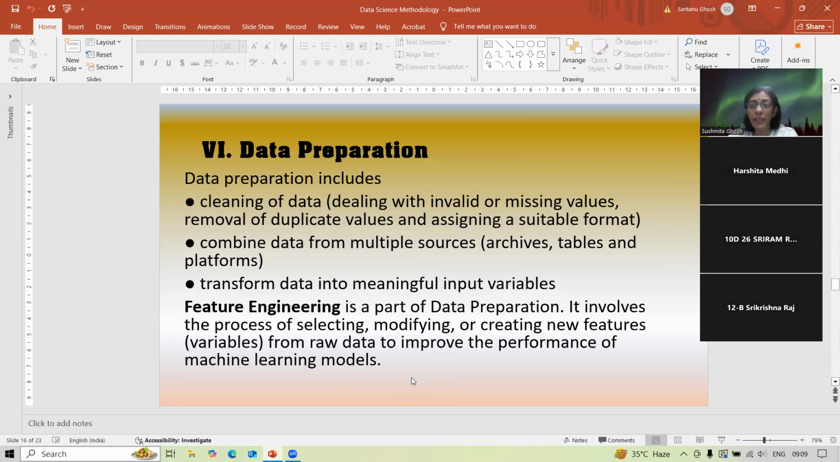Now comes preparing for the next. You understood the data, what is there. Now preparing for further work on it, right? In which first you have done cleaning of data. You yourself did that for the regression tool which we have done, where we talk about removing invalid or missing value data, removing duplicate values, and converting it into a suitable format.